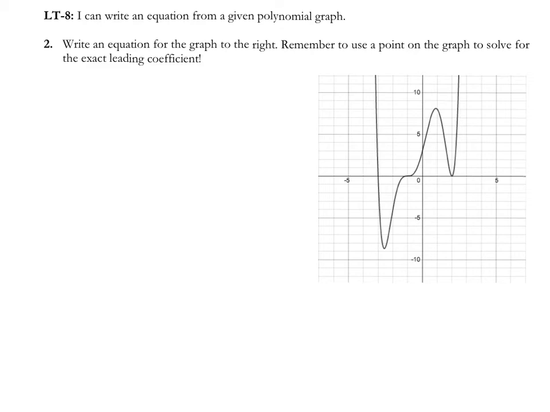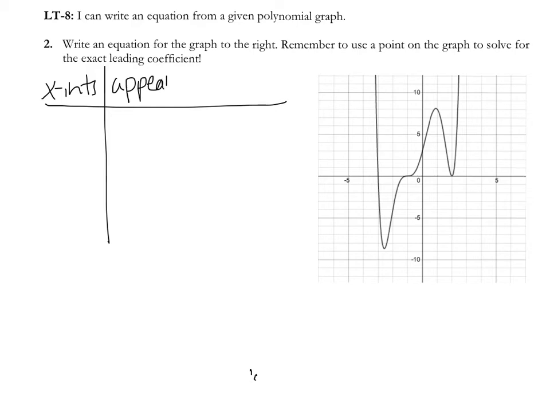So let's try one more example like this. Again, we're first going to identify what our x-intercepts are. We're also going to sketch sort of what the appearance of the graph is like. And that's going to give us information about the multiplicity.